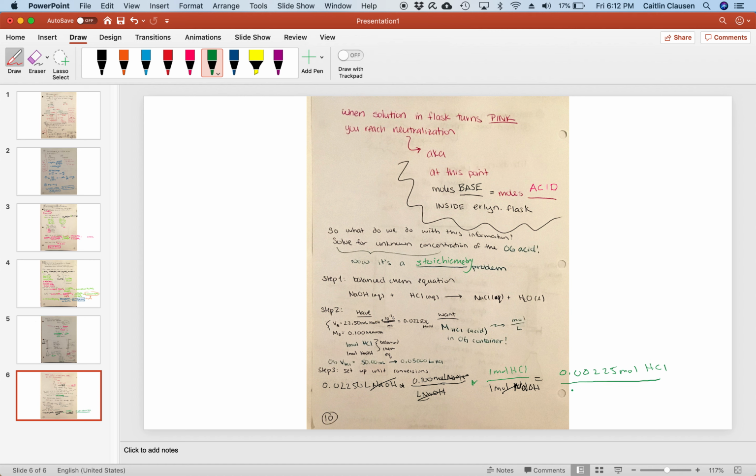I know molarity is moles over volume. The original volume was 0.05000 liters HCl. And in dividing that and following sig figs, I find that the concentration of my original acid solution is 0.450. Should have 3 sig figs.